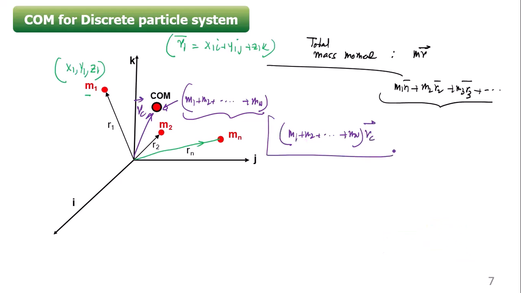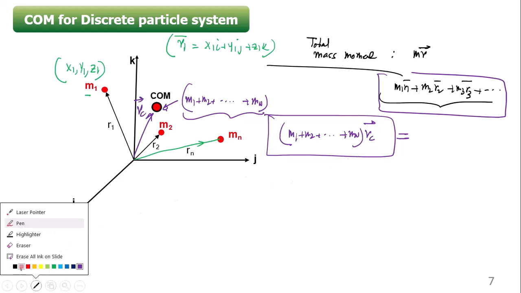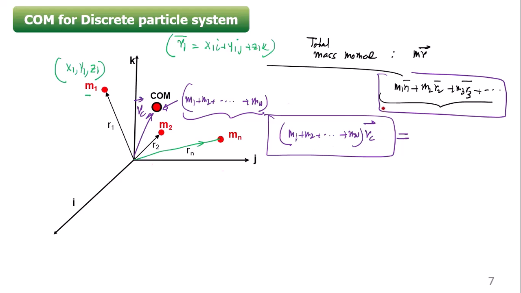So this moment and that moment must be equal. So if I equate these two, what is that? Initially we calculate the mass moment for each individual particle. Similarly, once we calculate that number, we calculate the total mass moment of the mass placed at the center of mass. That is this number. So if I equate these two numbers, what should the RC vector be equal to?